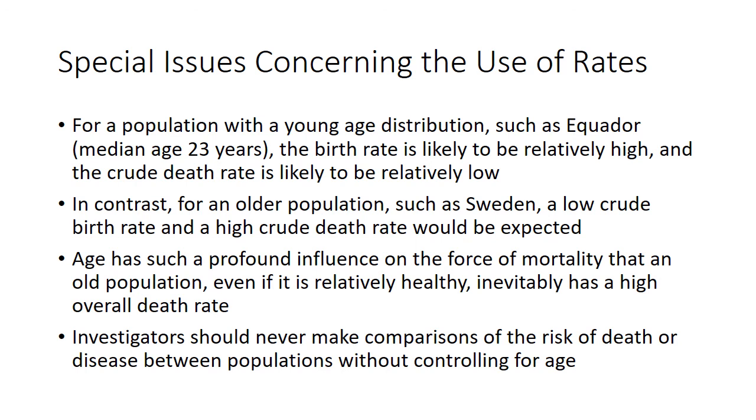Because age has such a profound influence on that force of mortality, you need to really take that into account. Even if you have a relatively healthy older population, they're still going to have a lot higher death rate. 70-year-olds are going to have a lot higher death rate than 20-year-olds. It's just the way of the world. And so it's really important that investigators should not make comparisons on the risk of death or disease without controlling for age. That's one of the first things you always need to control for: age.